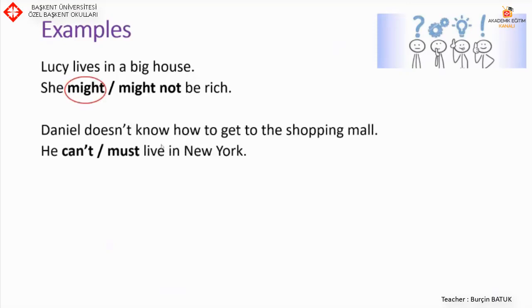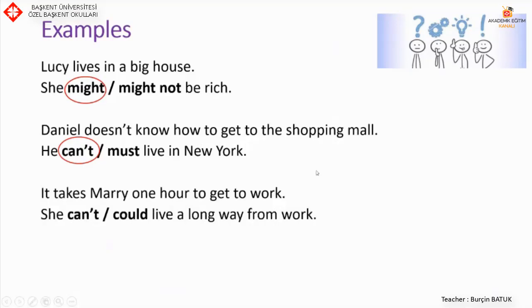And the second one, Daniel doesn't know how to get to the shopping mall. He can't or he must live in New York. He can't live in New York. Çünkü burada ne diyor ikinci cümlemizde? Alışveriş merkezine nasıl gideceğini bilmiyor. Dolayısıyla New York'ta yaşıyor olamaz diyoruz. Biliyor olsaydı must. Burada yaşıyor olmalı derdik ama bilmiyor. He doesn't know how to get to the shopping mall.